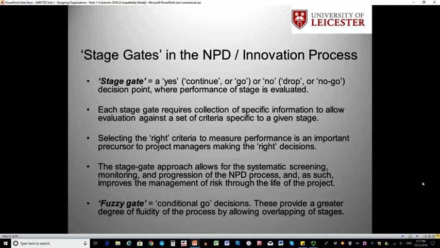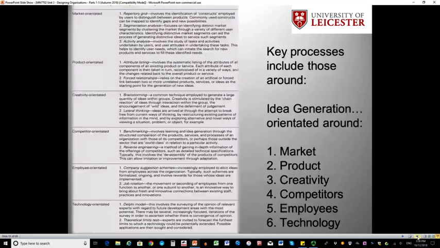But there are clearly advantages and disadvantages to the fuzzy gate. So the fuzzy gate approach allows conditional proceeding of an innovation or an idea, but it does, by its very nature, increase the risk, because you're proceeding to the next stage before the innovation or the idea is really 100% ready to go. So there are advantages and disadvantages of this fuzzy gate approach.